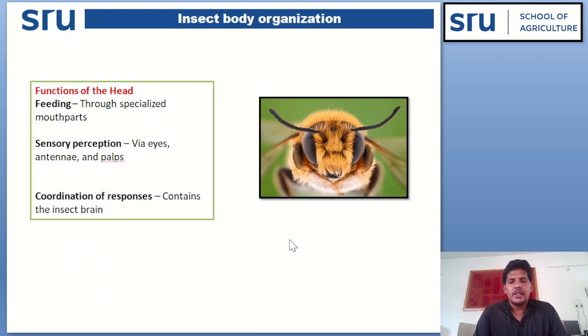Functions of the head. The head helps in feeding due to the presence of specialized mouthparts. Sensory perception with the help of eyes, antenna and palps, and coordination of the responses due to the presence of the brain in the head.